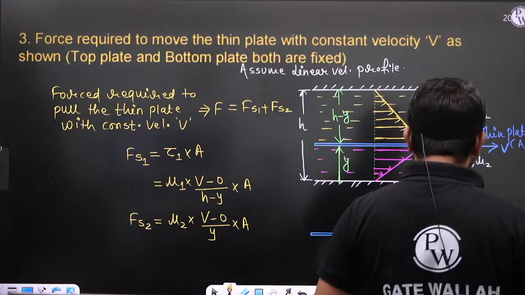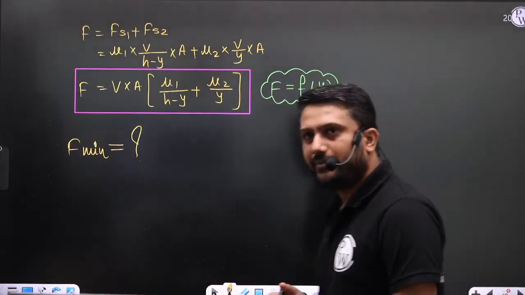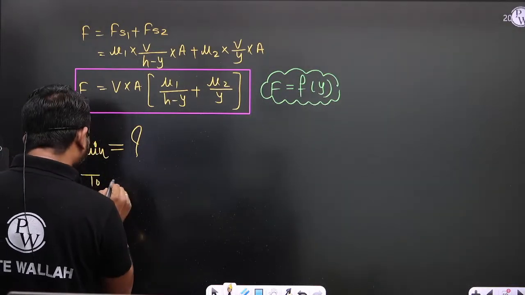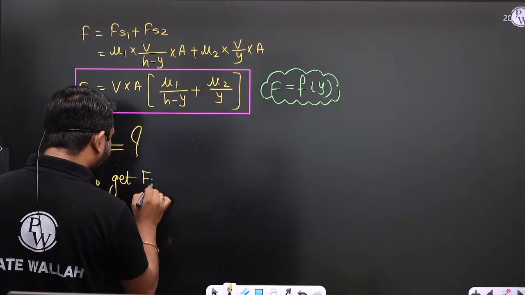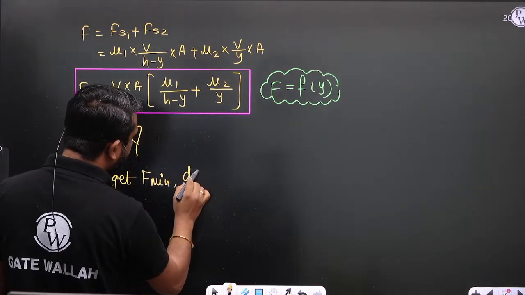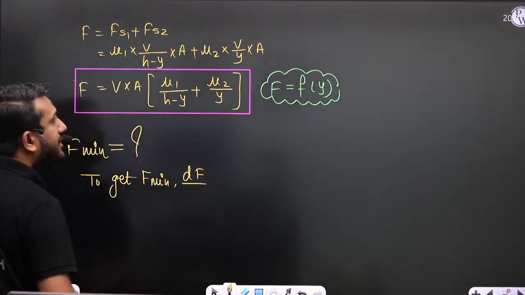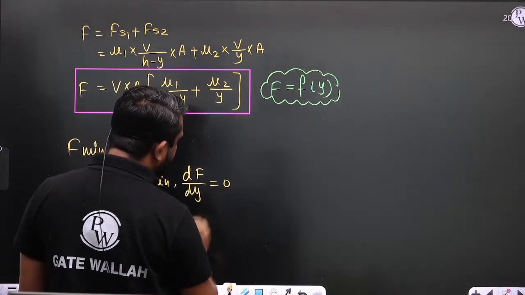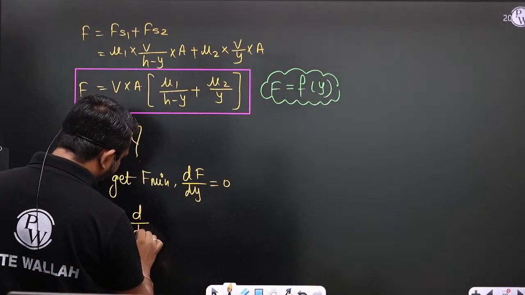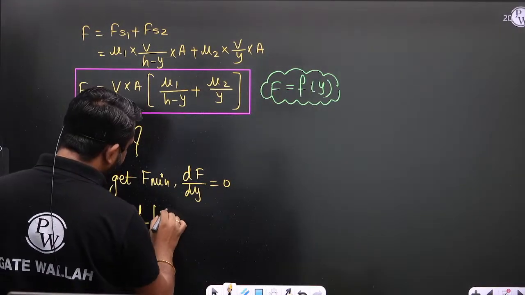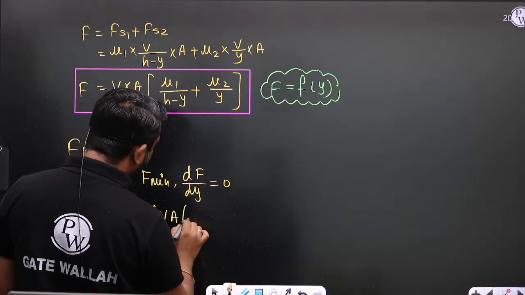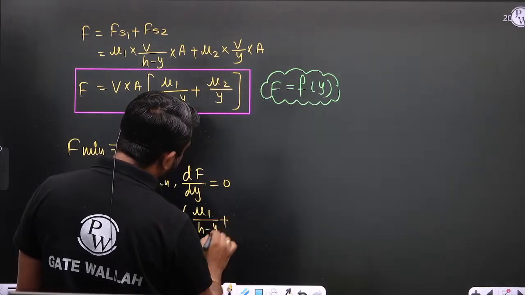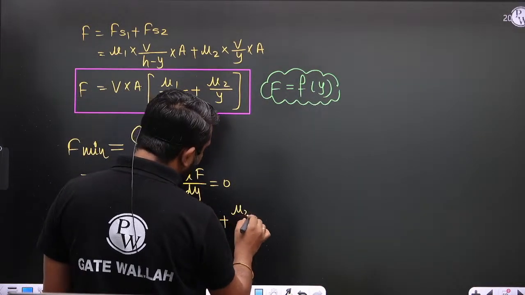We know the concept of maxima and minima. So to get F minimum, differentiate F with respect to the variable, and that variable is Y. So dF by dy is equal to 0. So F is V into A into mu1 upon (H minus Y) plus mu2 upon Y.